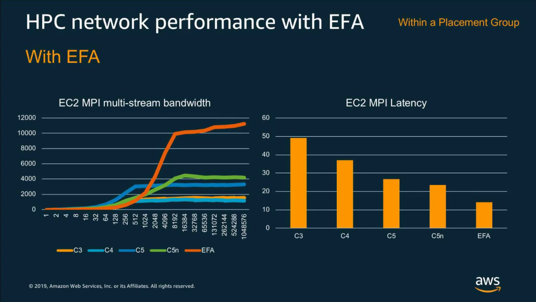And this is the same chart as before, but C5N is now shown with EFA attached. Bandwidth on the left is approaching 100 gigabits with an MPI application, and latency has dropped even further. Still though, microbenchmarks don't tell the whole story. What's not being shown here is a reduction in jitter. Applications perform at the speed of the slowest network connection, not the fastest. The best way to know how your application will perform is by testing it with C5N and EFA.